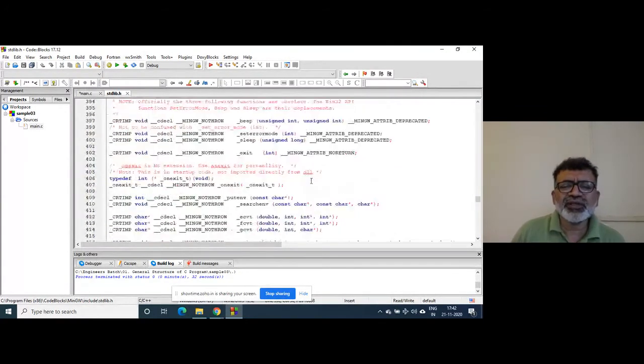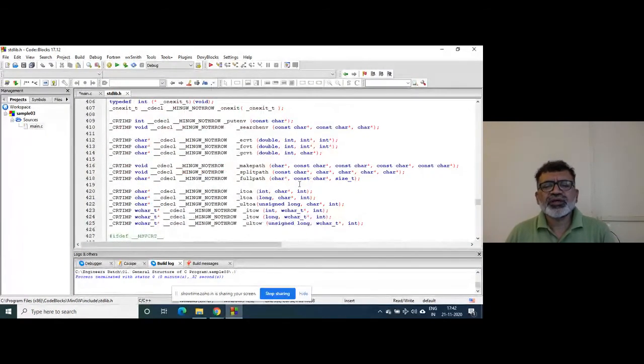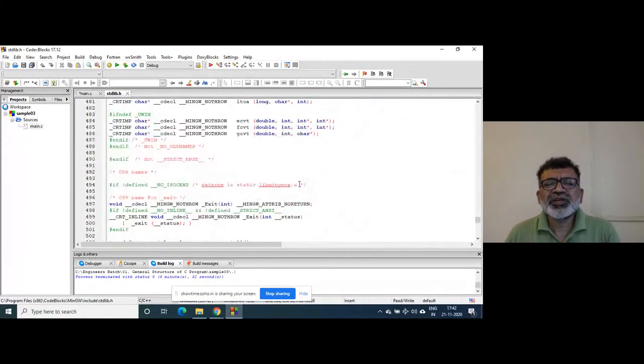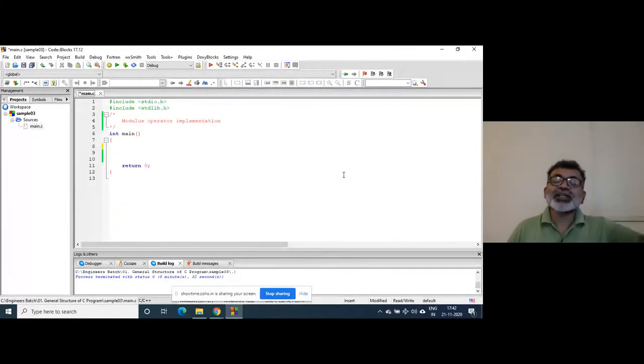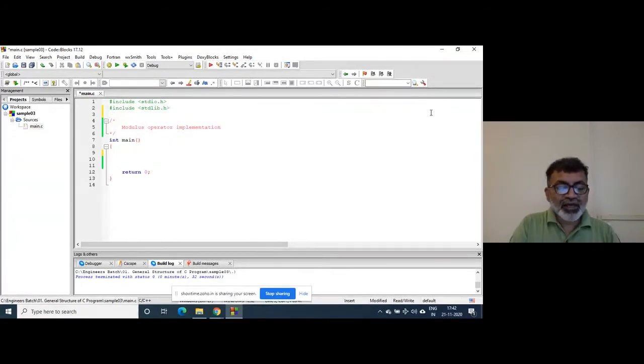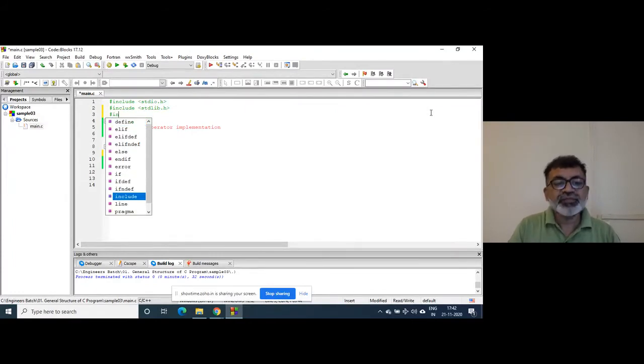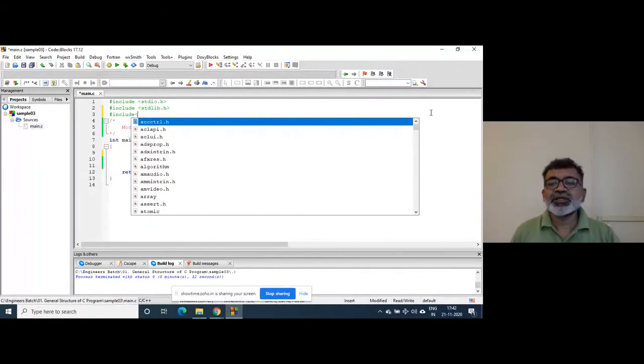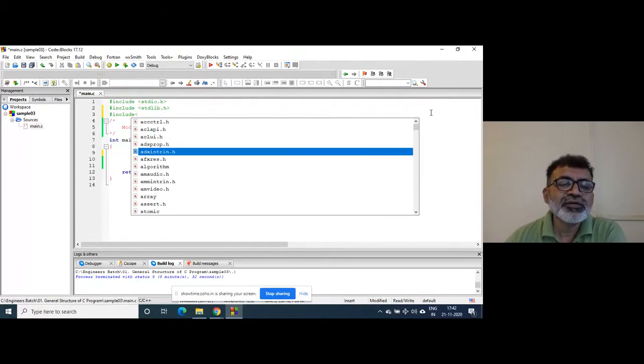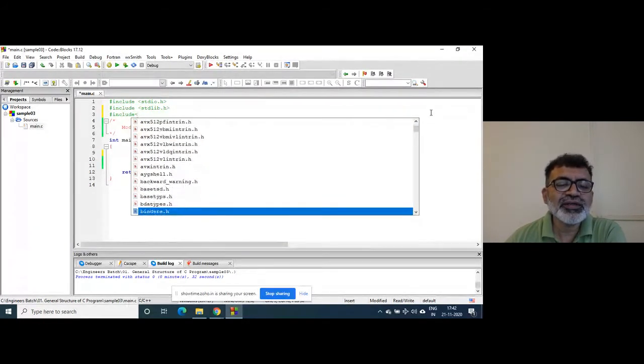A lot of header files are there. It will take a whole life to understand all these things. What we are trying to learn is the basics, so that you can understand anything in the future, right? So if you know, I will write hash include. Here a lot of header files are there, right? Enormous header files are there. See the list of header files.